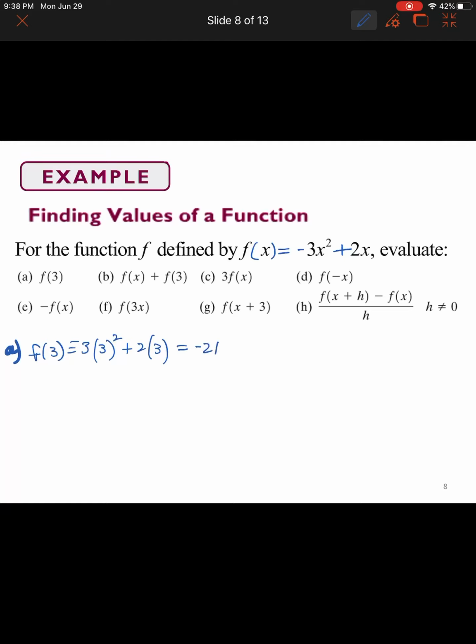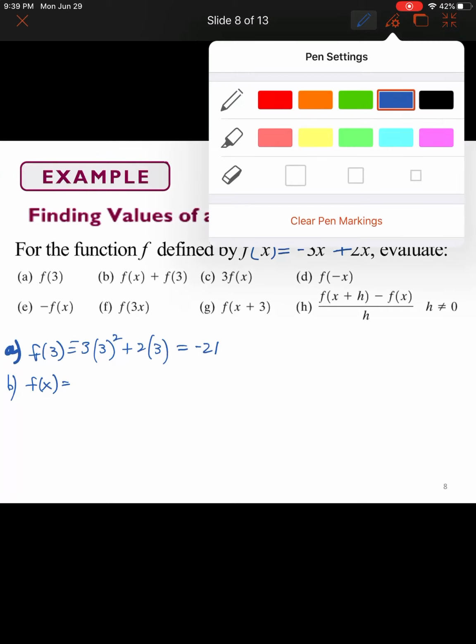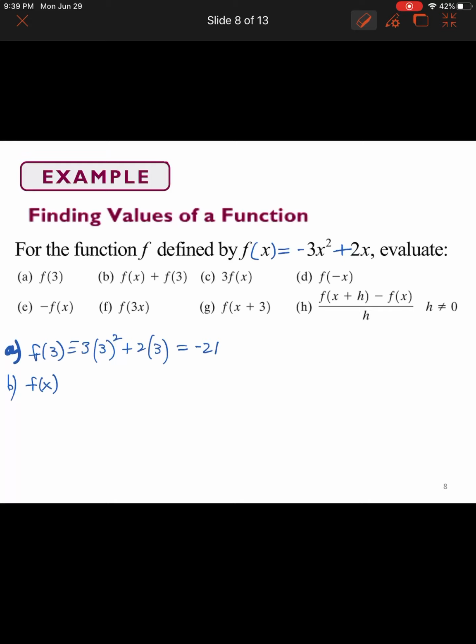Part B is simply saying take the original function and f of 3 and add them together. That's all it's saying to do. So we're going to take the original function, negative 3x squared plus 2x plus f of 3, which we just calculated. It's done. Done, people. It's done.